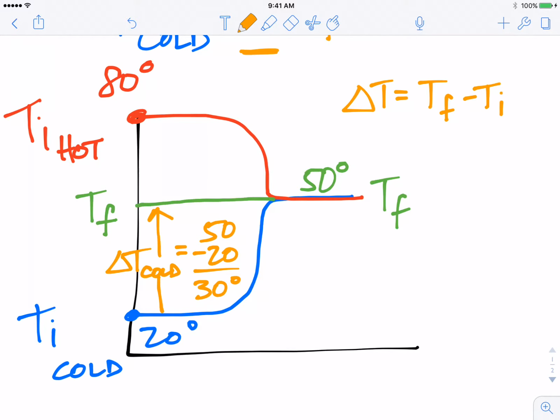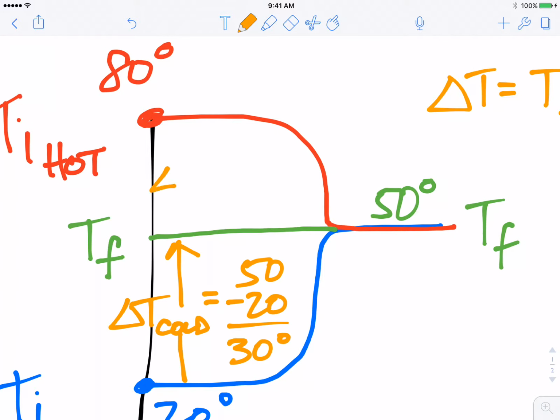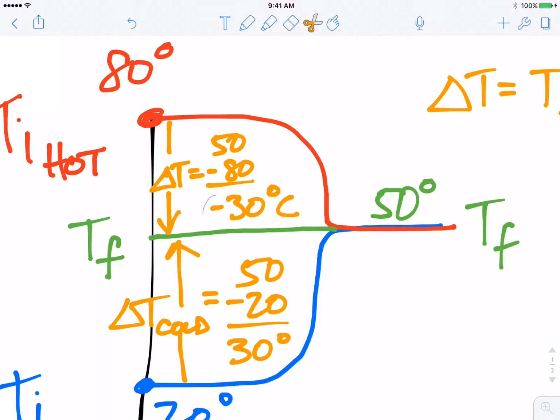If I do my change in temperature for the hot water, so delta T for the hot water, I'm going to take my final temperature, T final, which is 50, minus the initial temperature of the hot water, which was 80. So 50 minus 80 gives you negative 30. And at this point, you might ask yourself, is that negative significant? I think it is, because the hot water started out at 80 and it went down to 50. So the fact that the temperature went down gives rise to this negative symbol, so we keep track of the negative symbol there.